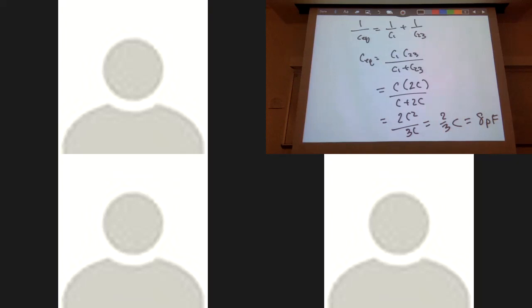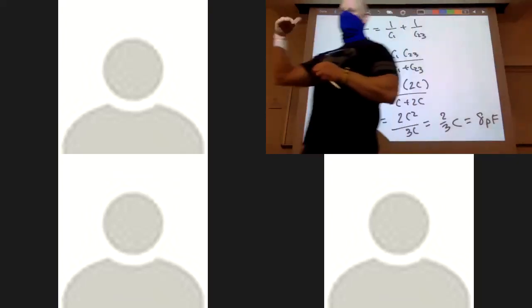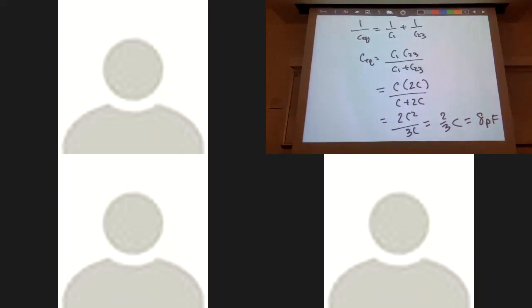Tomorrow, we'll start off with another example where we want to look at how much charge and how much potential is across each one of these capacitors as well. Let the tedium begin.